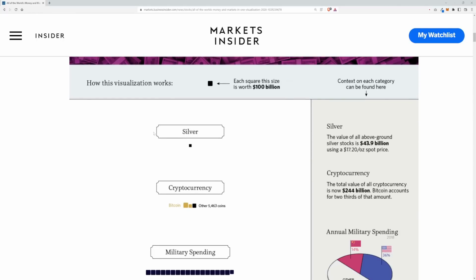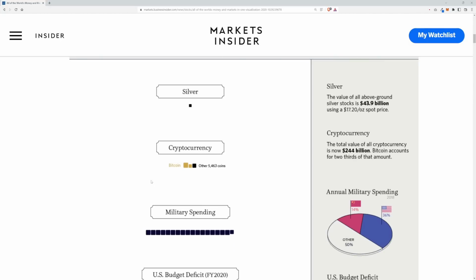So here's the silver market. Now, the silver market is about half of this square, so they're estimating it to be $50 to $75 billion. Now, as of 2020, here's the cryptocurrency. And this is just a little bigger than one square. So they're looking at this as being worth somewhere in the neighborhood of 300 to 500 billion. But actually now it's, I think as of today, 75, 76 billion dollars right in there.